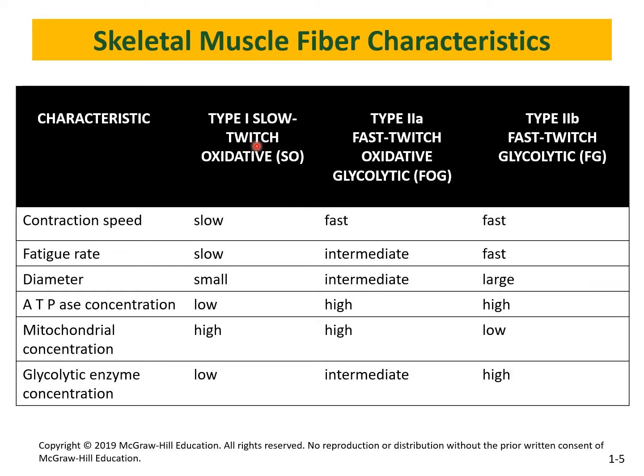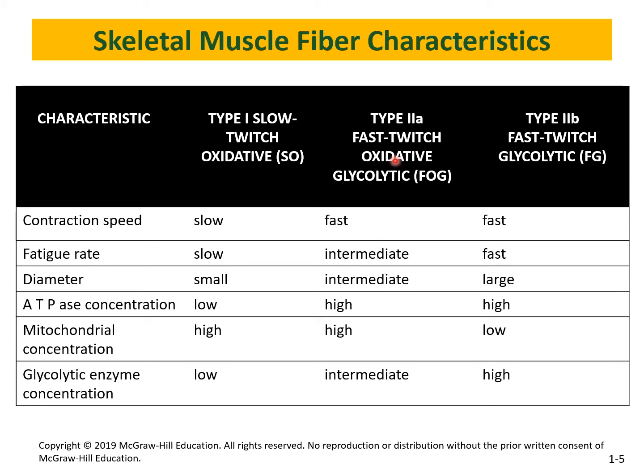So we have type 1, the slow twitch, and then I have two types of fast twitching fibers. This type 1 slow twitching has a slow contraction speed, slow fatigue rate, and small diameter, right? ATP concentration is low, because we are using oxygen to create the ATPs from the mitochondria, right? In the Krebs cycle, high. And then the glycolytic enzyme concentration is low. Glycolytic enzyme is the one that is creating the anaerobic ATPs. Does that make sense? How you look at that?